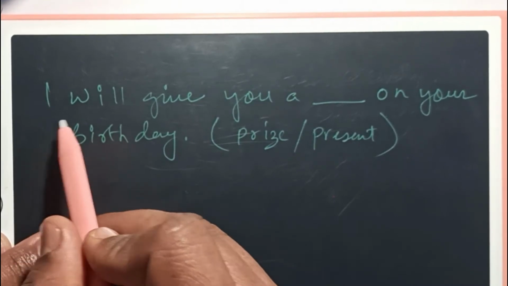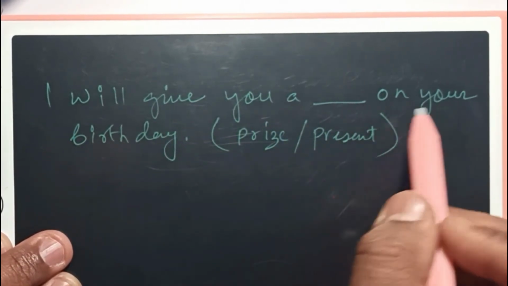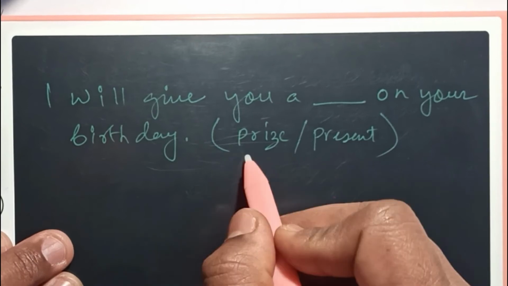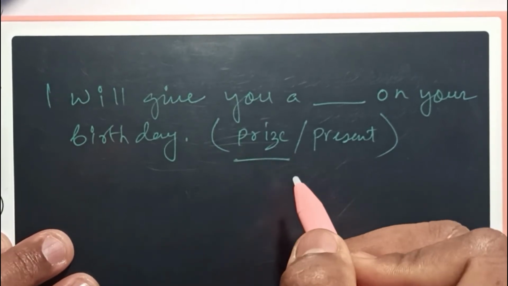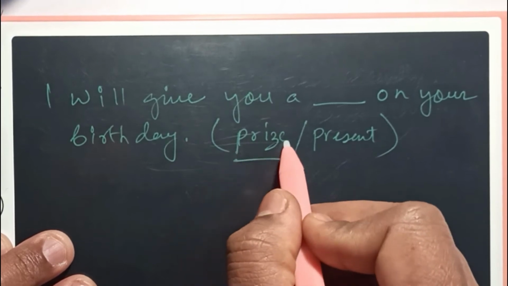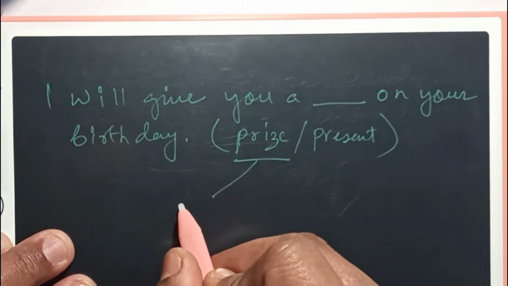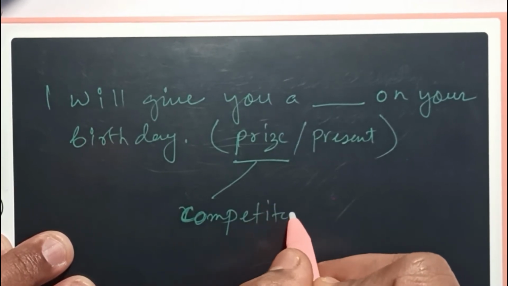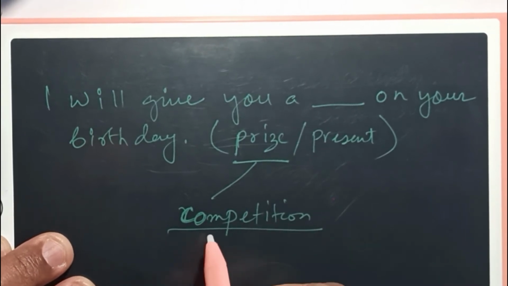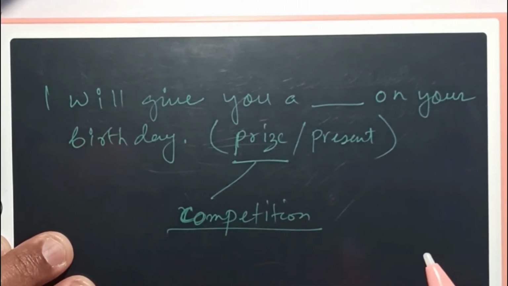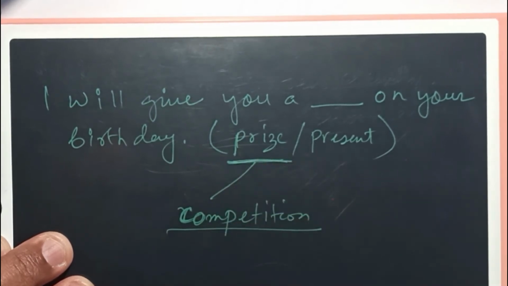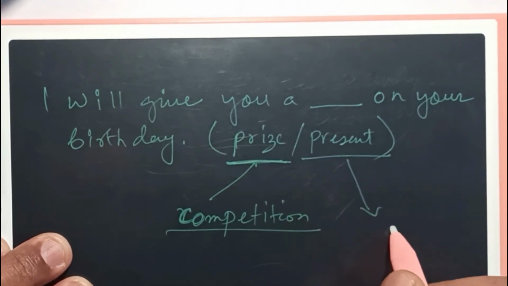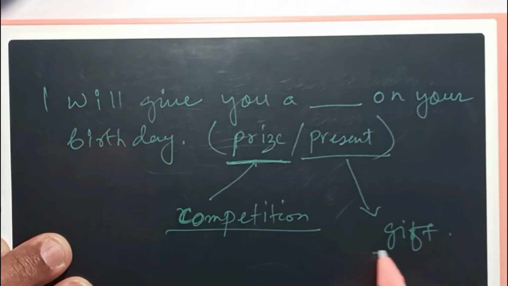Next, here it is. I will give you a dash on your birthday. Now, which of the two are we going to put here? First of all, let's see what meaning it gives. Prize is rooted to competition. Okay? So when you win something or a position, then you are awarded a prize. That is a prize. Now the next thing is present. Present means gift. Present means a gift.